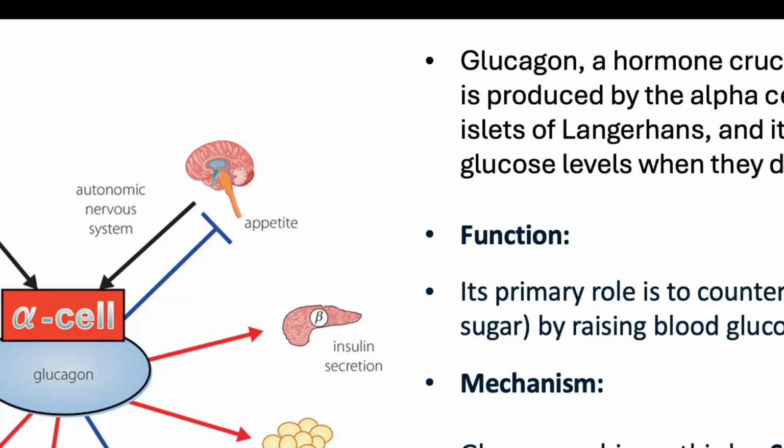Promoting gluconeogenesis, glucagon also encourages the liver to produce new glucose from non-carbohydrate sources like amino acids. Reducing glucose uptake by the liver: it also inhibits the liver from taking up glucose from the blood, ensuring that more glucose remains available in the bloodstream.